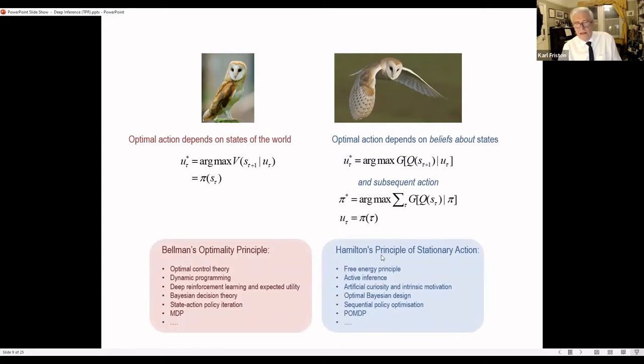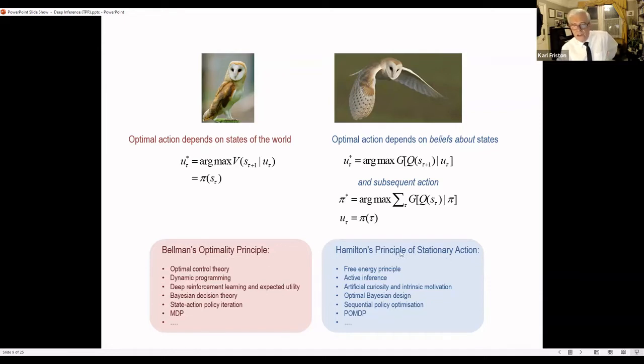So just like Hamilton's principle of least action, for example, a variational principle in which you're trying to minimize the action or the cost of a path through some, in this instance, a belief space. And this can be contrasted with the equivalent principle for these approaches here, based upon value functions, namely Bellman's optimality principle. And you'd be familiar with examples of both of these, I would imagine. So under Bellman's optimality principle, we have optimal control theory, dynamic programming, deep reinforcement learning, expected utility theory, and so on.